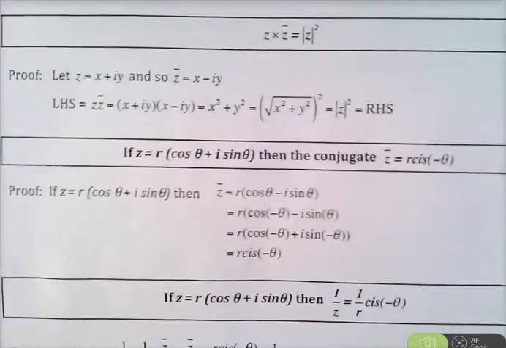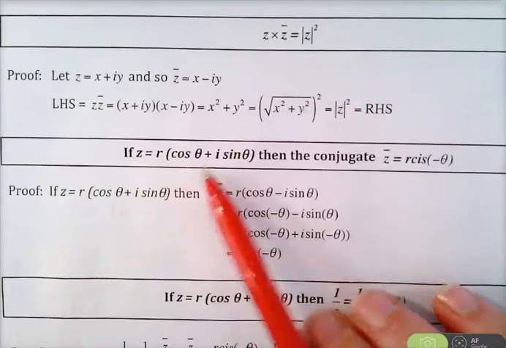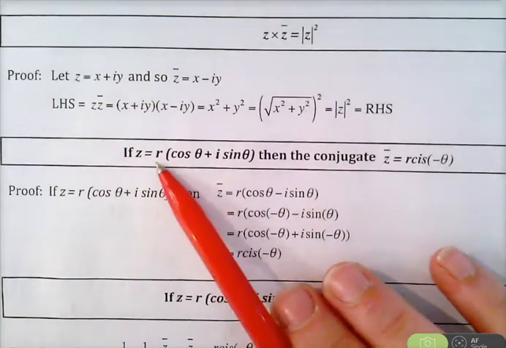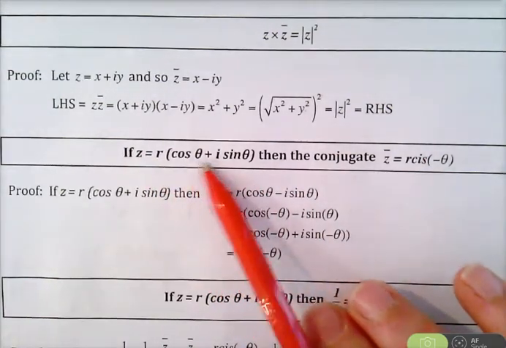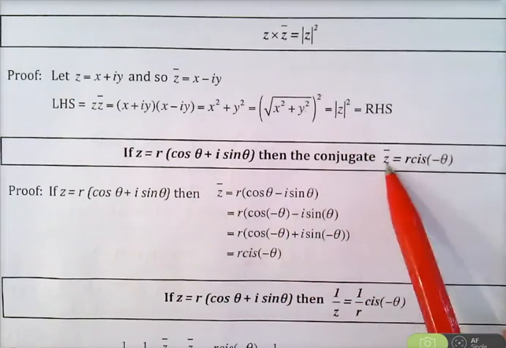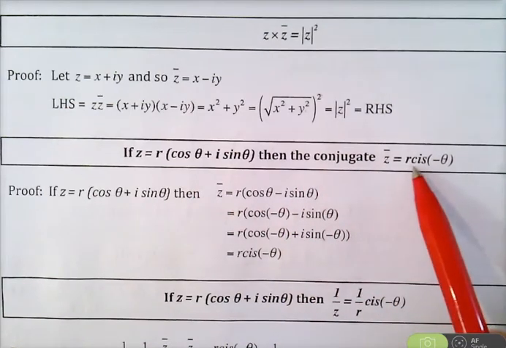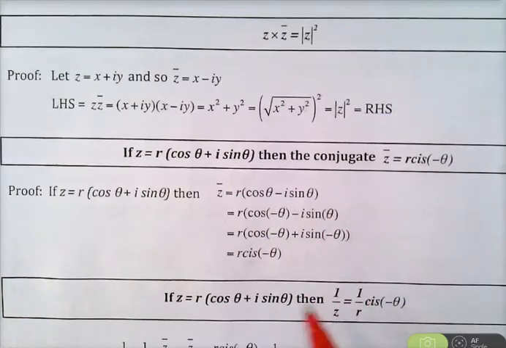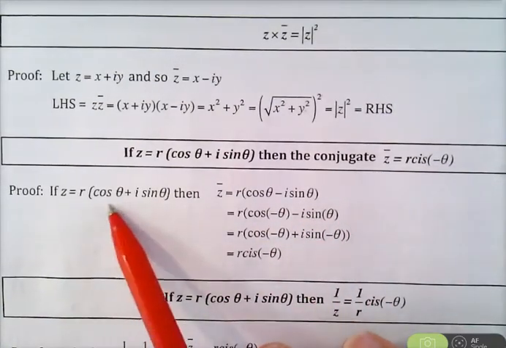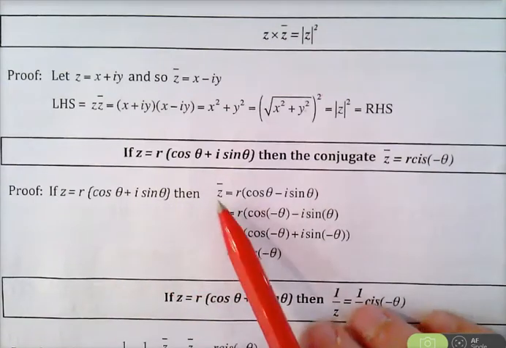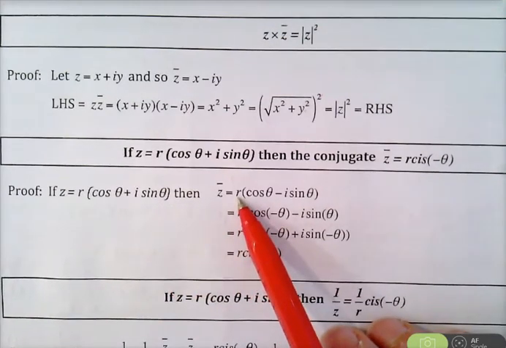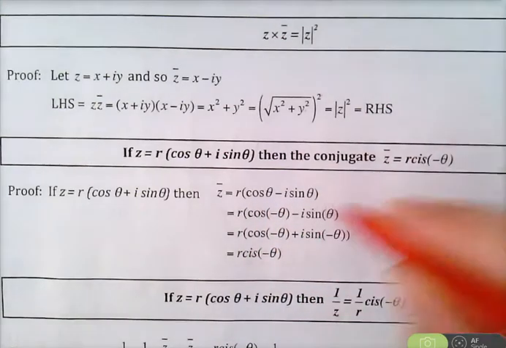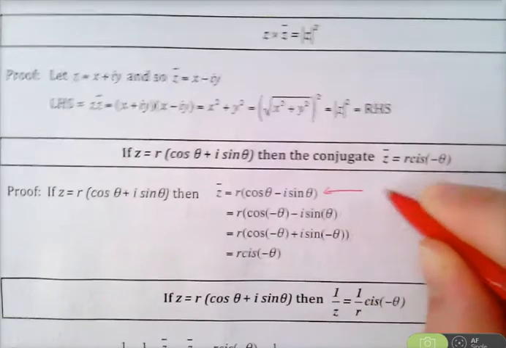Now, a second result. If z equals r cos theta plus i sine theta, in other words, that's the same as r cis theta, then the conjugate z bar will be r times cis minus theta. Now here's the proof for that. If z equals r cos theta plus i sine theta, then z bar is equal to r cos theta minus i sine theta. Now, these are quadrant 1 angles.